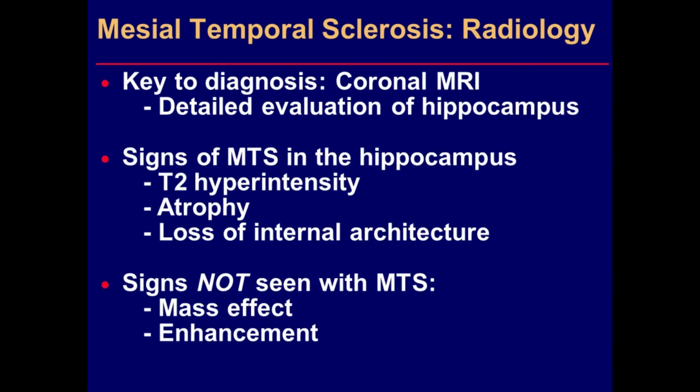So let's summarize. Mesial temporal sclerosis, a very important entity that is the most commonly identified structural pathology in medically refractory epilepsy patients.